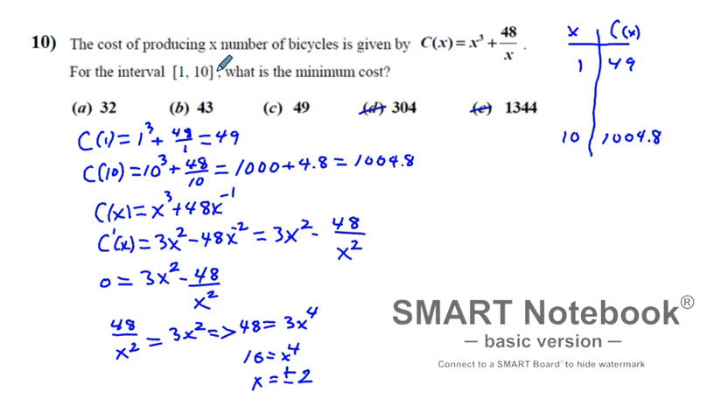And we know we're only going between 1 and 10. So we know that 2 is going to have to be a critical number we look at. We can just plug this in. C of 2 is equal to 2 cubed plus 48 over 2, which is going to be 8 plus 24, which is equal to 32. Our answer choice A.